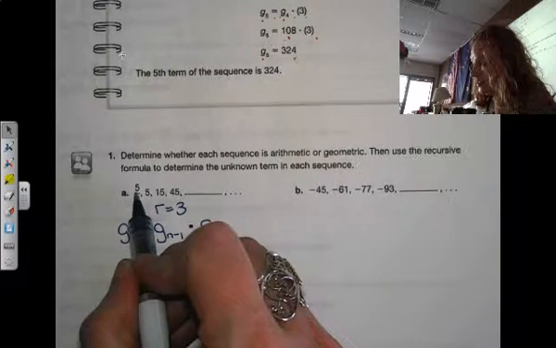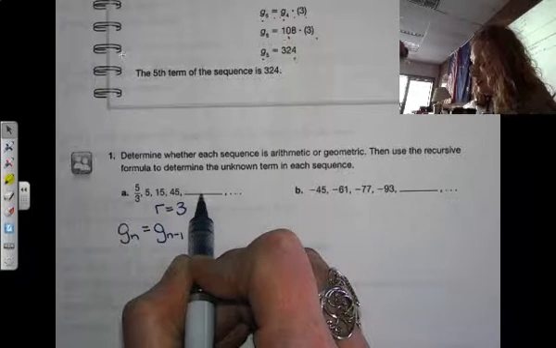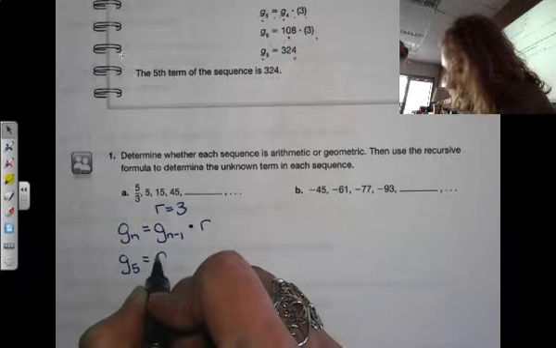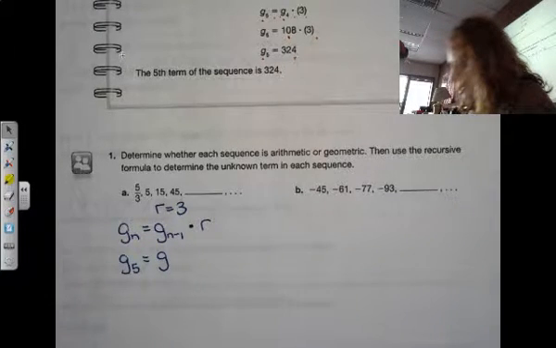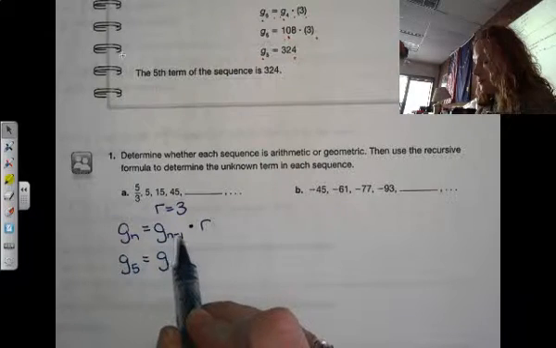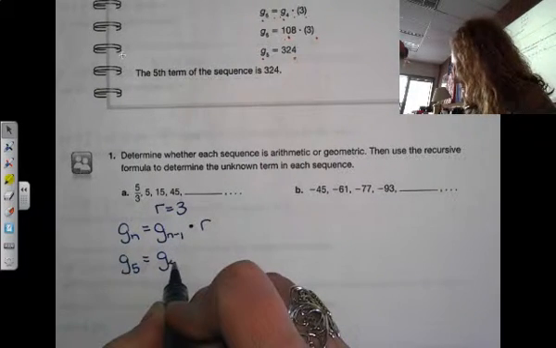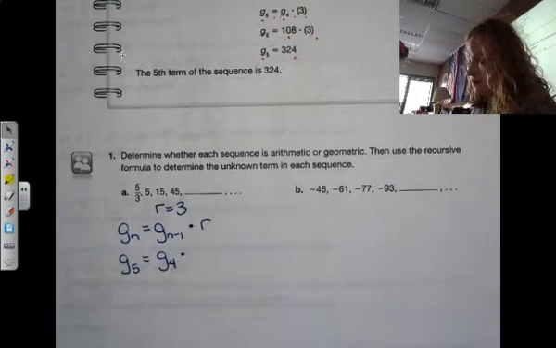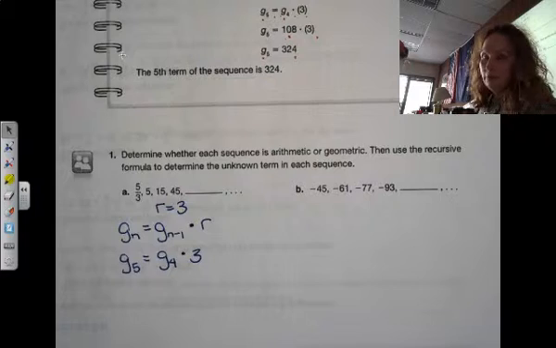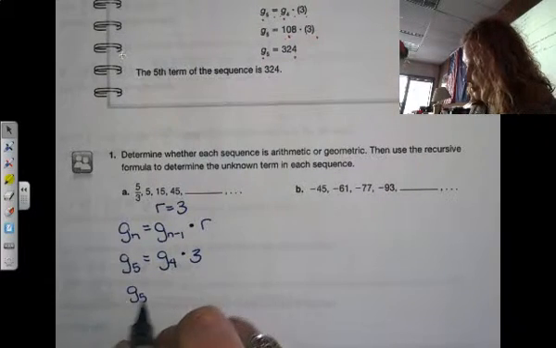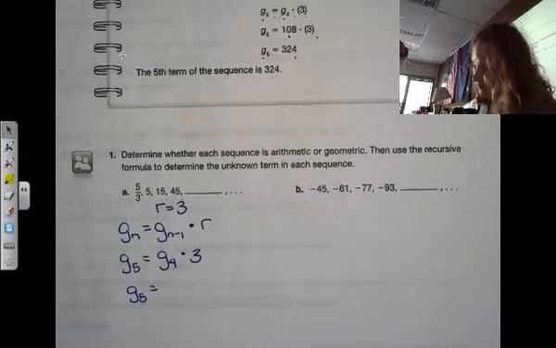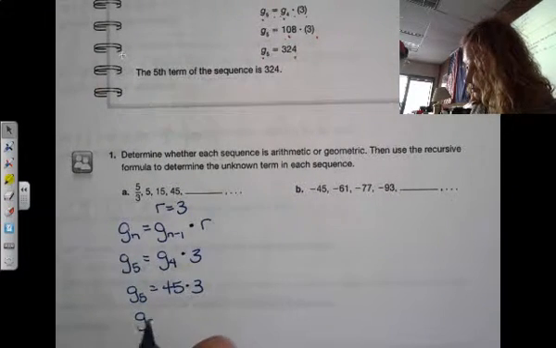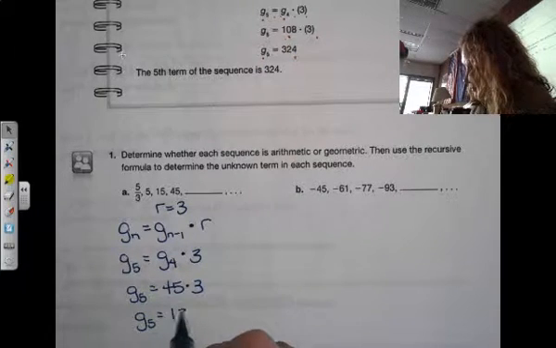We're doing 1, 2, 3, 4. Which one are we trying to find? The fifth term. So that means the fifth term is equal to, we could save one step right here. What's 5 minus 1? So we could save one step by saying the fifth term is equal to the fourth term times what's the common ratio? 3. So the fifth term is equal to, what is the fourth term? 45 times 3. 135.